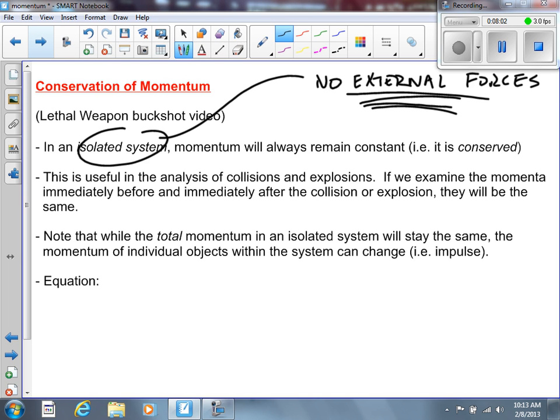Bullet's got a momentum of 10, let's say, to the right. What does the gun have a momentum of? 10 to the left, right? 10 to the left. So one is positive 10, one is negative 10. What does positive 10 combined with negative 10 add up to be? 0. Total momentum remains 0.